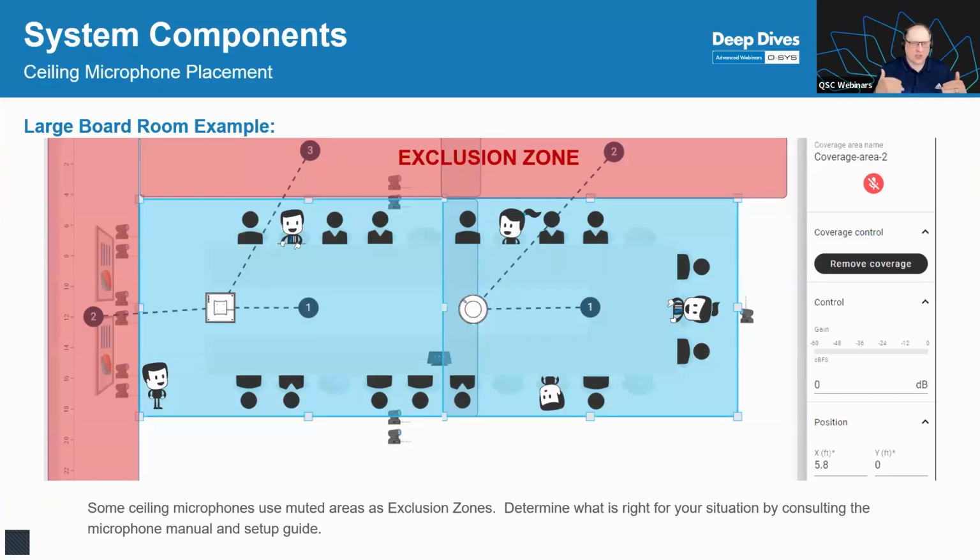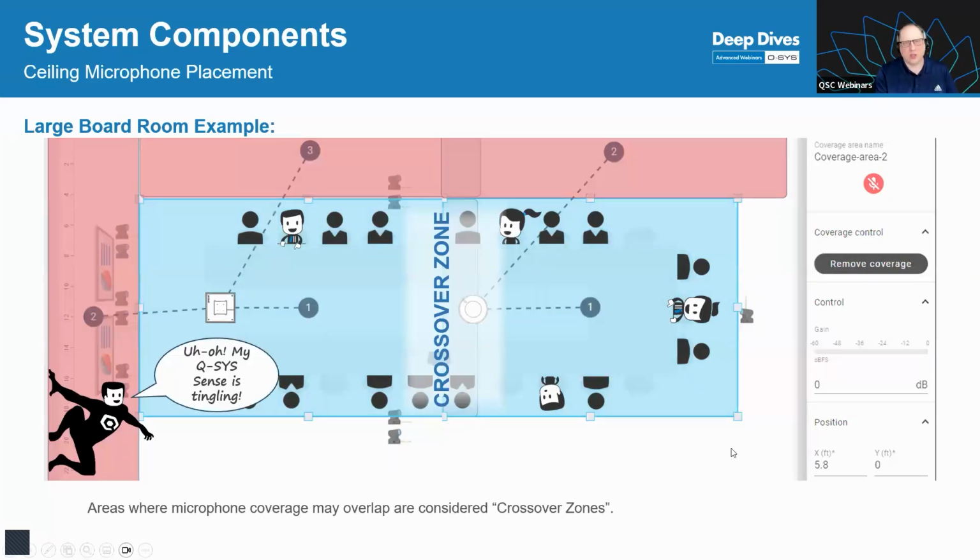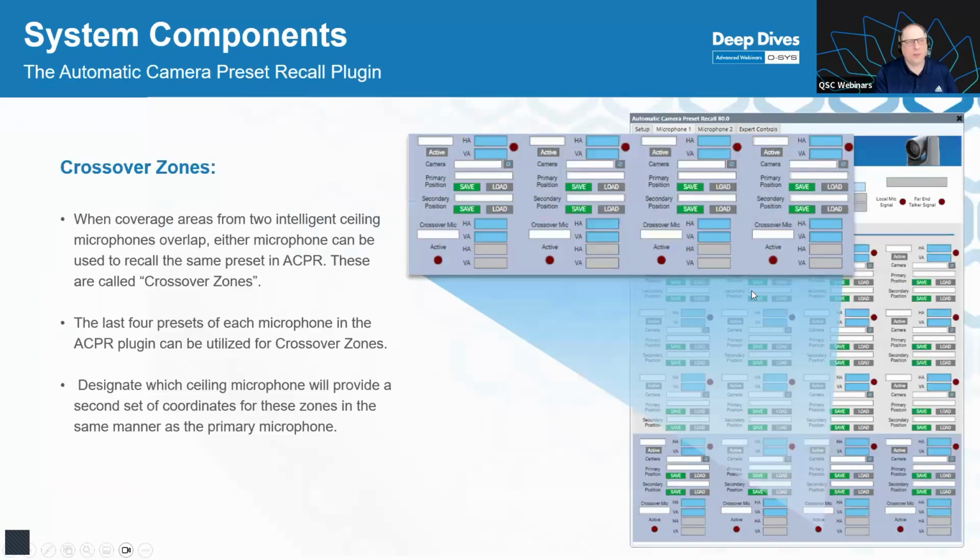When we're using microphones up at the ceiling, geometry and physics is what geometry and physics is. So we're going to have instances of what's called crossover, where a person speaking is being picked up equally by both microphones. To assist with that, we can utilize crossover zones within the Q-SYS plugin. The last four zones on each microphone page within the Q-SYS ACPR plugin are for a crossover zone. So we can look at not only the primary microphone, but designate a secondary microphone that may be getting that audio information as well, and use that audio information, no matter which mic it's coming from, to recall the same set of preset coordinates.